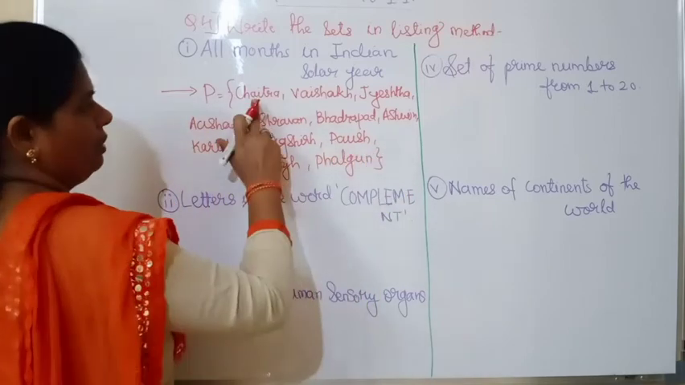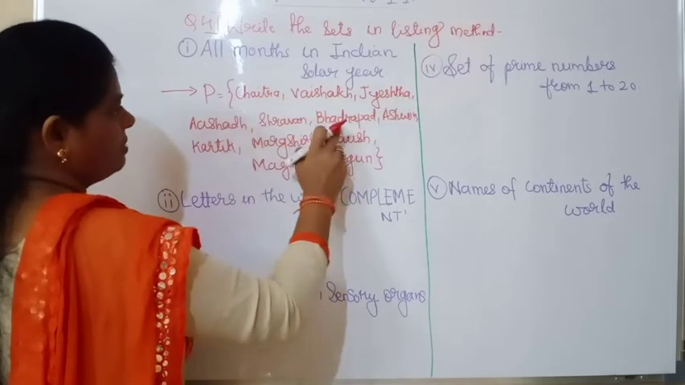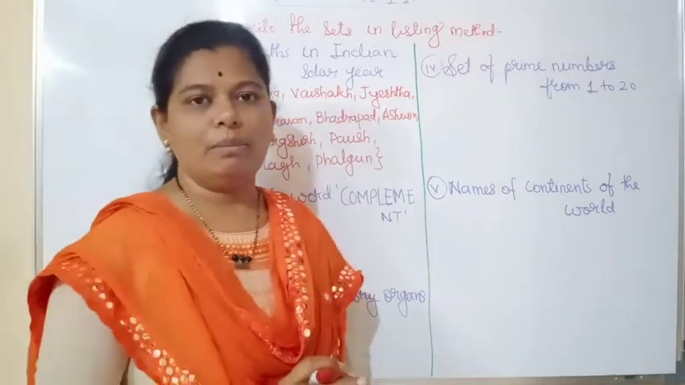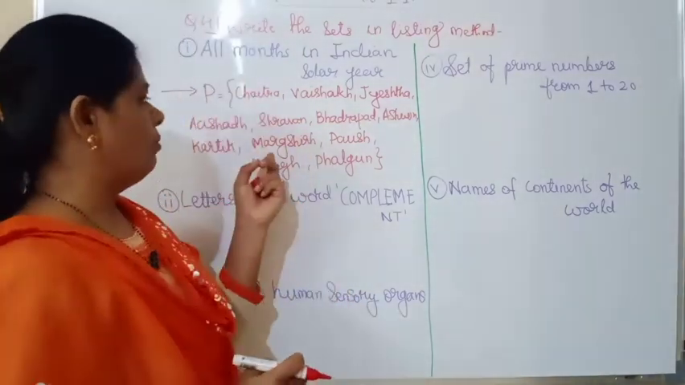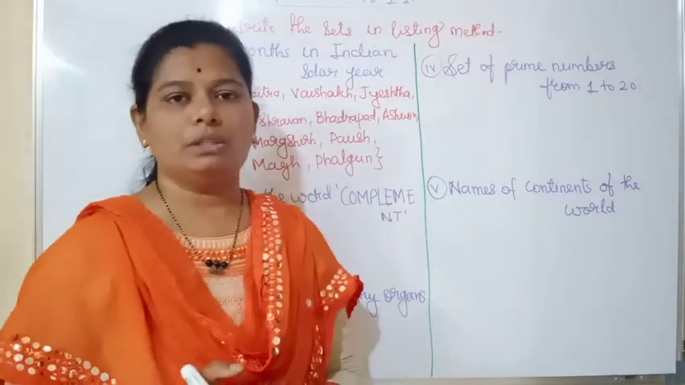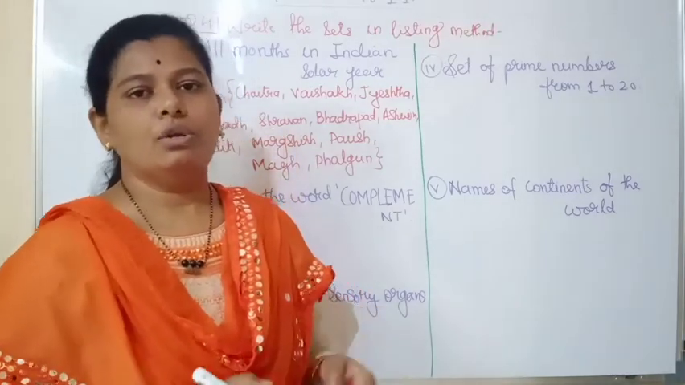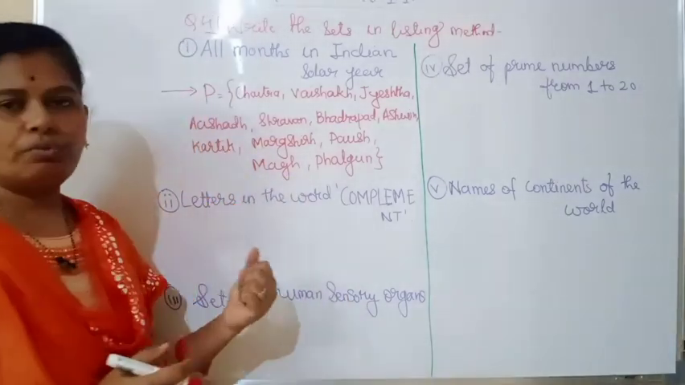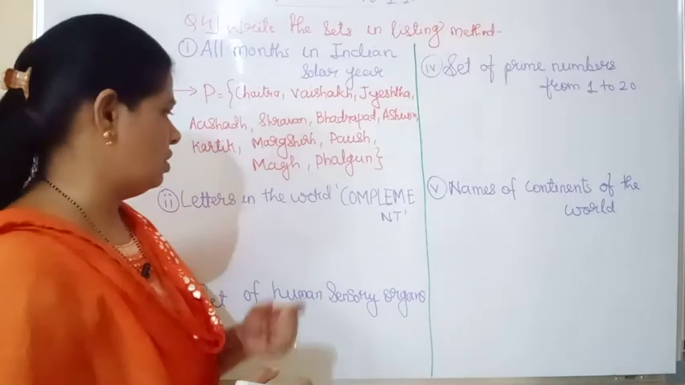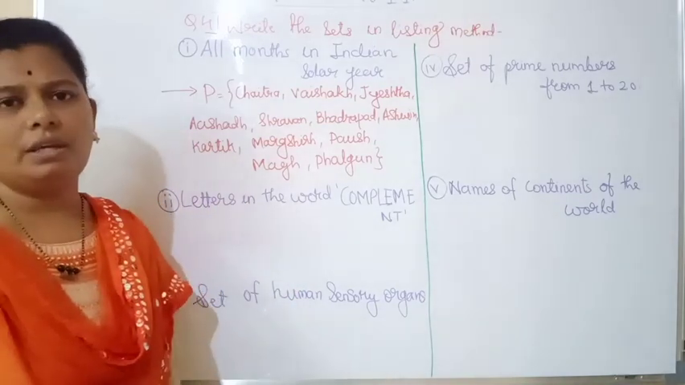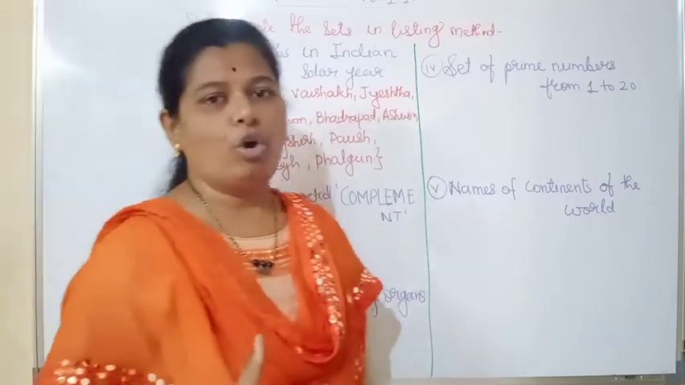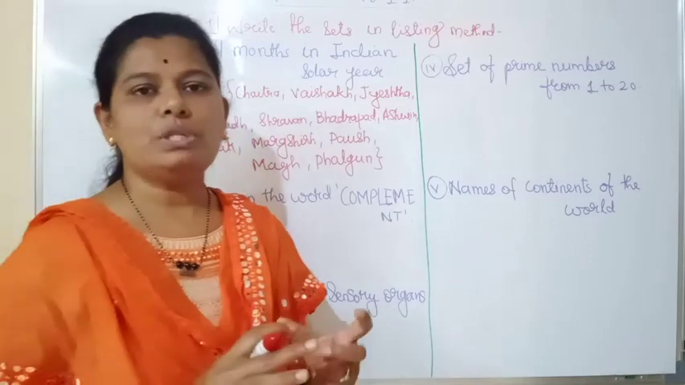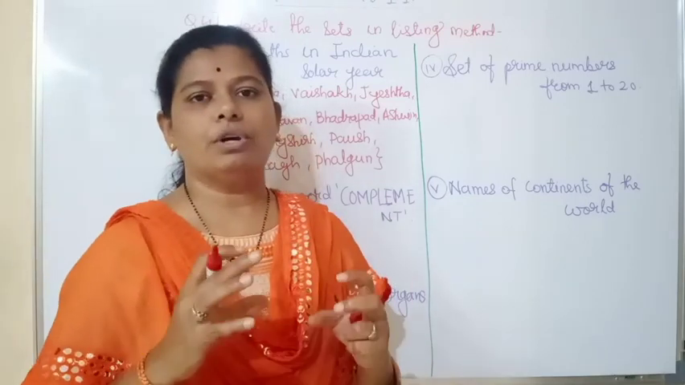We can just count it: 1, 2, 3, 4, 5, 6, 7, 8, 9, 10, 11, 12. So we have completed the 12 months of the Indian solar year. One more thing: Margashish has one more name, that is Agrayan. You can write any one of them. So we have finished the first question. Now the second question, which is very easy and a favorite of all the students: the letters of the word complement. Now we have to see which are the alphabets in the word complement.